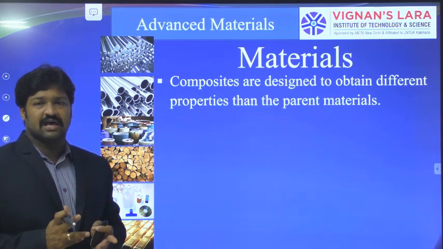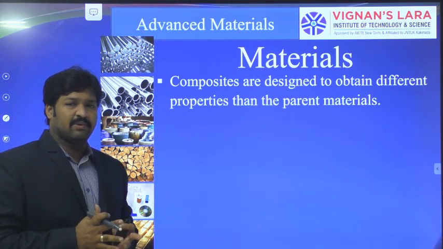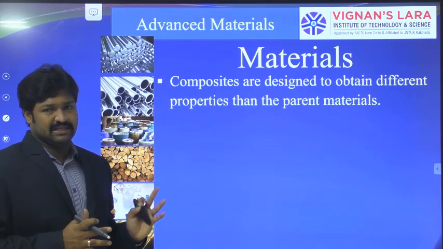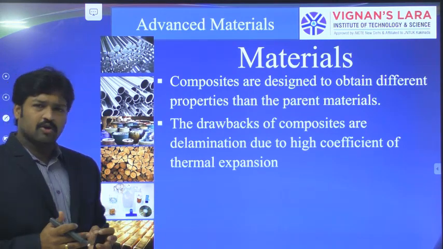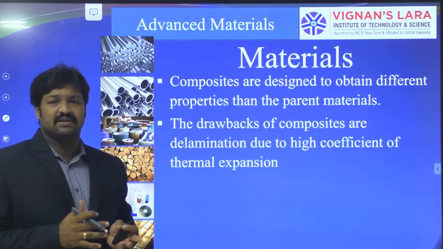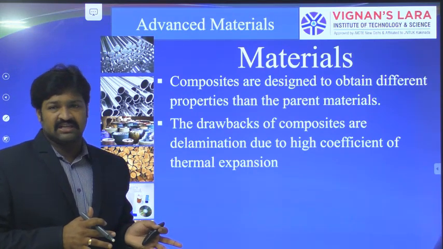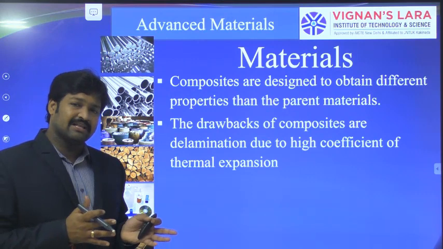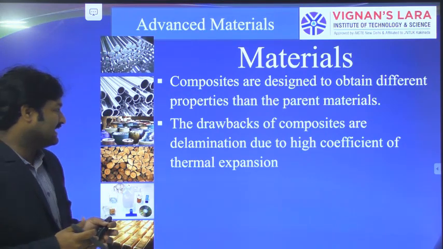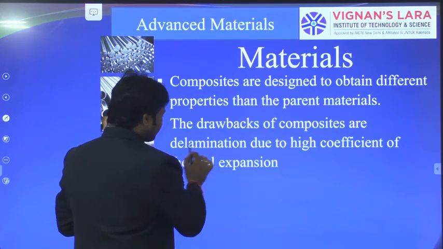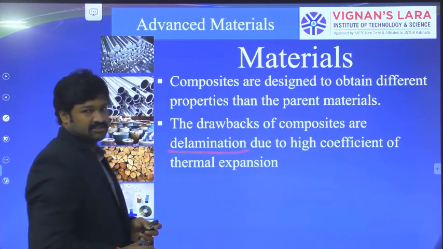Minimum two substances are required. So to get the desired property, we are mixing different materials. Though the composites can overcome the disadvantages of alloys, they also have some drawbacks, that is delamination. So the drawback of the composites is delamination.